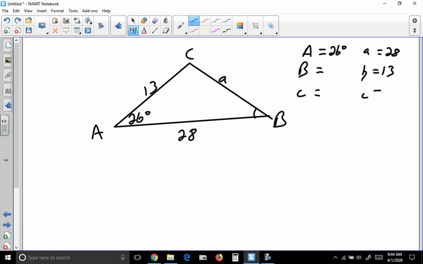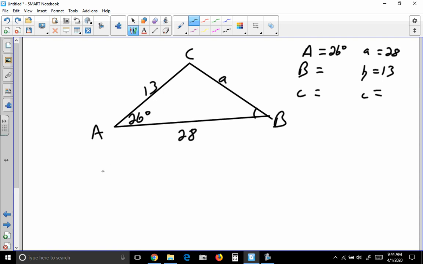So we can't use law of sines for this because we don't have an angle side pair. If we have an angle side pair or can come up with an angle side pair, we use law of sines. Otherwise, we use law of cosines. And when we use law of cosines, we only have to use it once, and then we can finish the problem with law of sines.